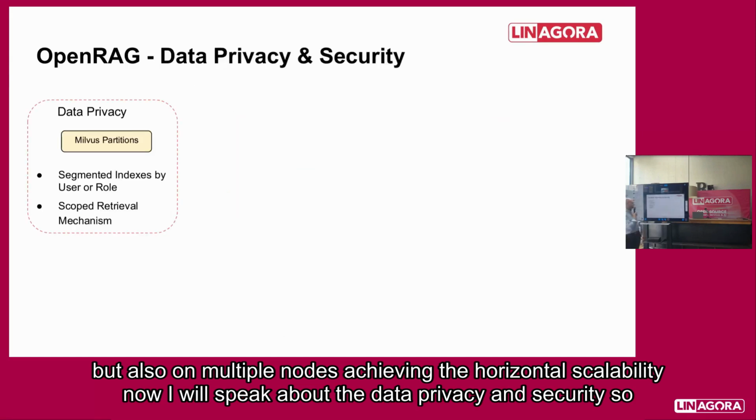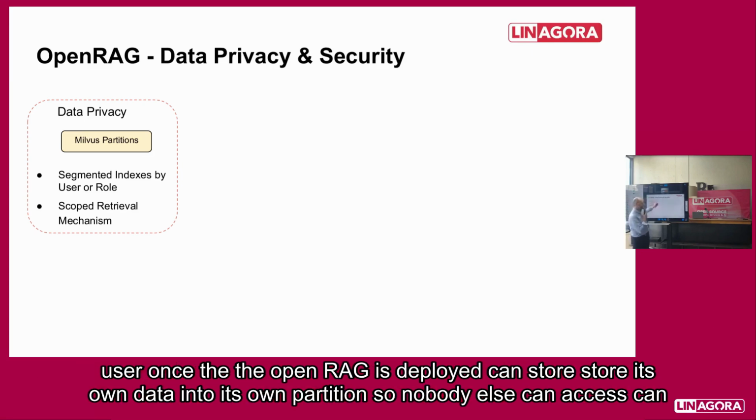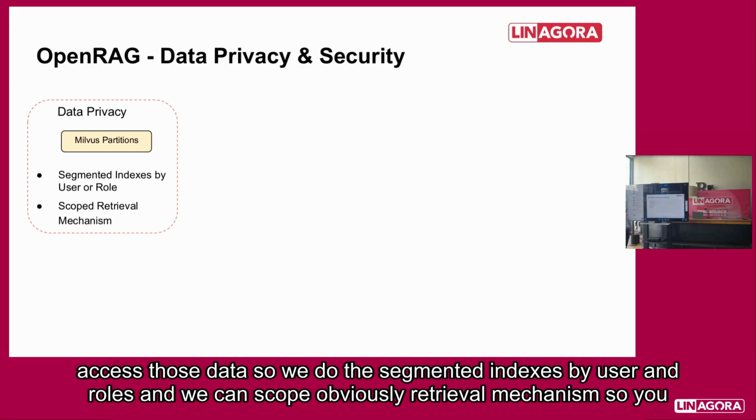Now I will speak about data privacy and security. Speaking about data privacy, we propose a mechanism from Milvus called Milvus partitions. Basically, every user, once OpenRAG is deployed, can store their own data in their own partition, so nobody else can access that data. We segment the indexes by user and roles, and we can obviously scope the retrieval mechanism.